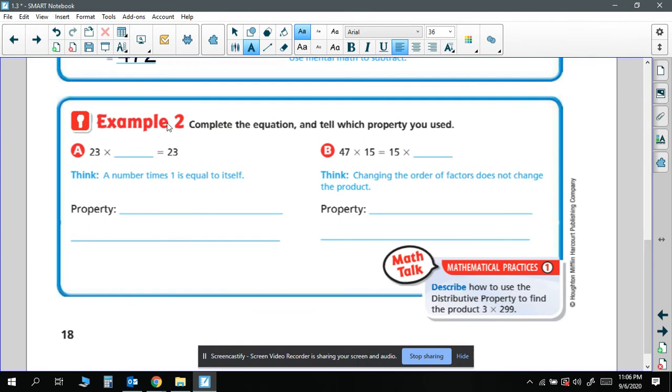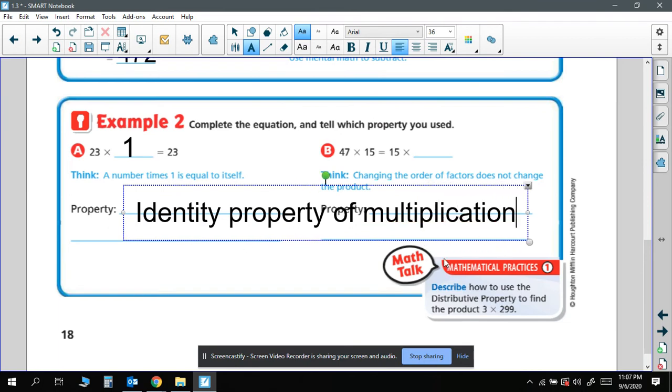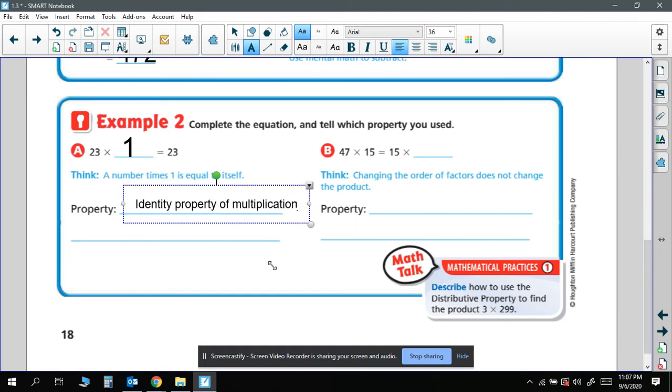All right, here we have complete the equation and tell which property you used. So let's take a look. You have 23 times blank equals 23. So let's think about it. It says the number times 1 is equal to itself. It pretty much told us what we're doing here, because 23 times 1 is 23. So which property is that? It's the identity property. In this case, we're multiplying, so it's the identity property of multiplication.